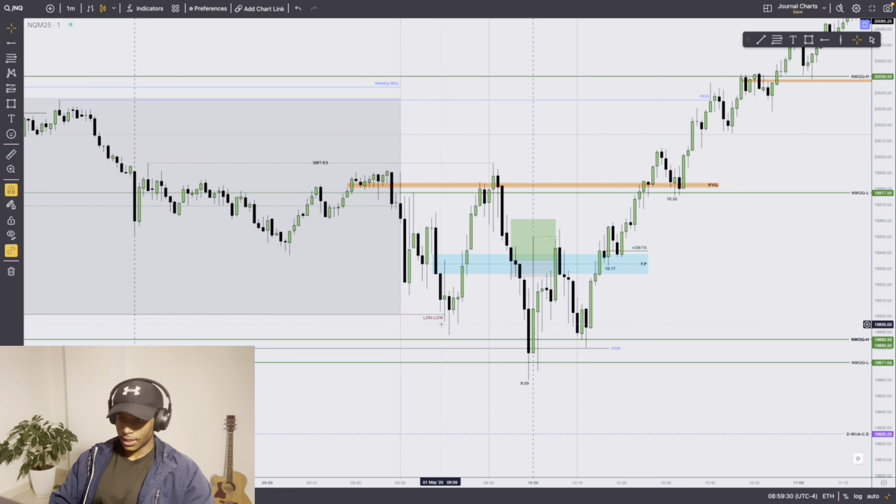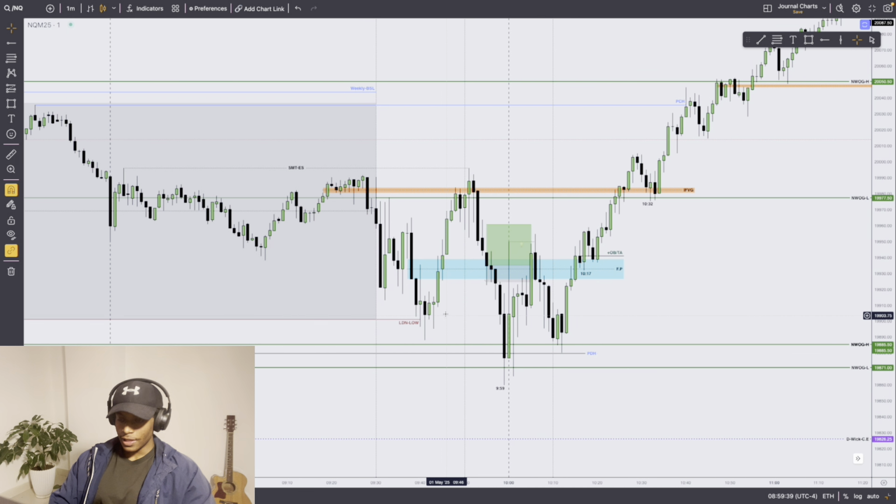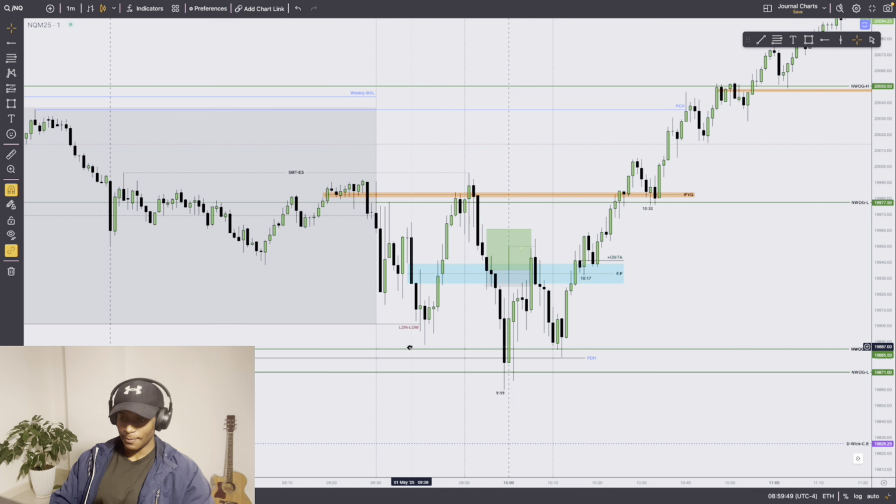So after price took that low and shifted, I saw that as a market structure shift. And since we are above the first presentation, I was looking for longs. Now we made one mistake yesterday. I most likely would have not taken this trade if I knew the new week opening was down here because we had not reached down into it yet.